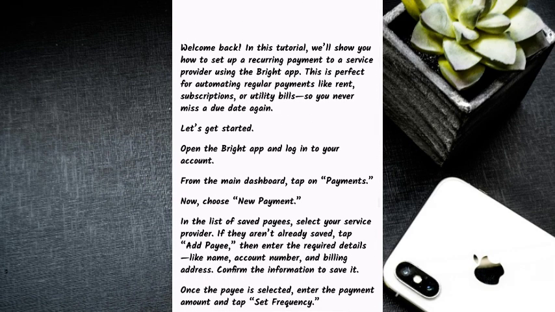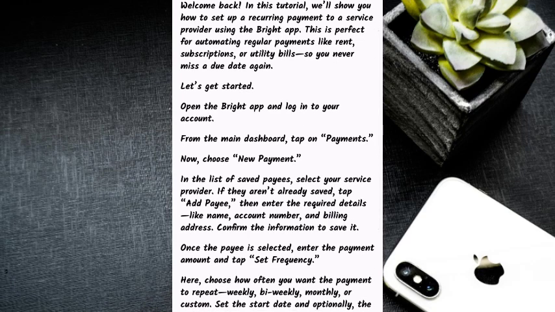Open the Bright app and log into your account using your credentials. Once you're logged in, from the main dashboard, tap on Payments. And now choose New Payments.